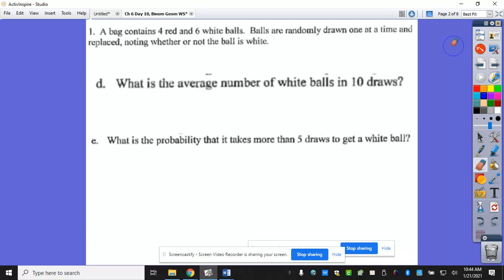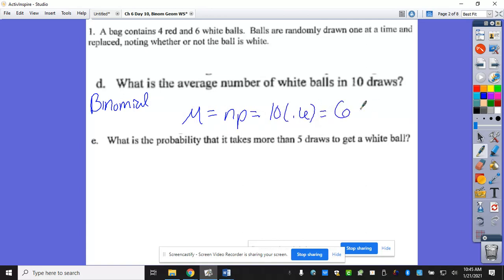For D, it says average, not probability. The average number of successes, so that's what? Binomial, so we're doing binomial mean. So binomial mean equation is what? N times P. Our N is 10, P is 0.6. So we get 6.